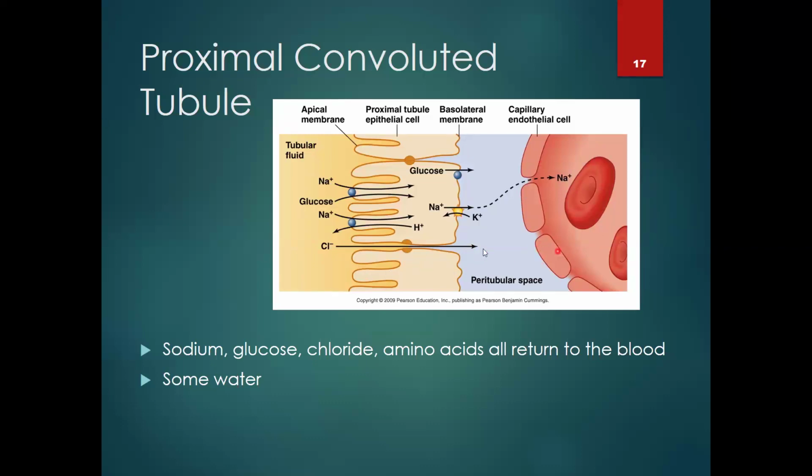So we get salts, we get glucose, we get a chloride, and we also have specific pumps for amino acids all going in. There's very little water that goes in. Some does, but we have these tight junctions, so there's a leaking of water, but mostly we're just making the blood more salty.